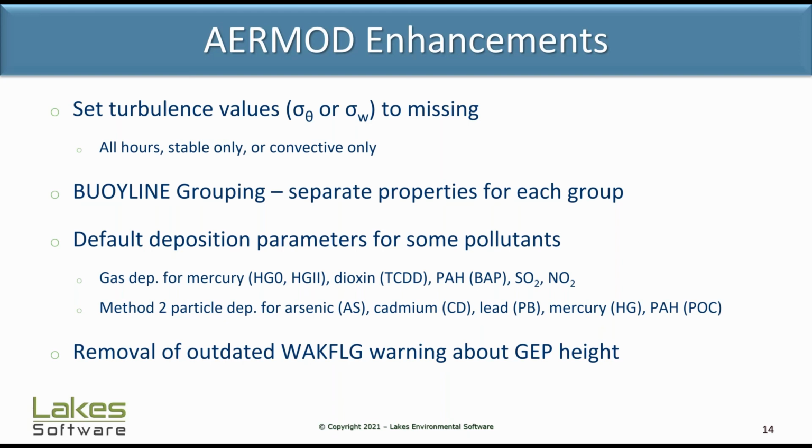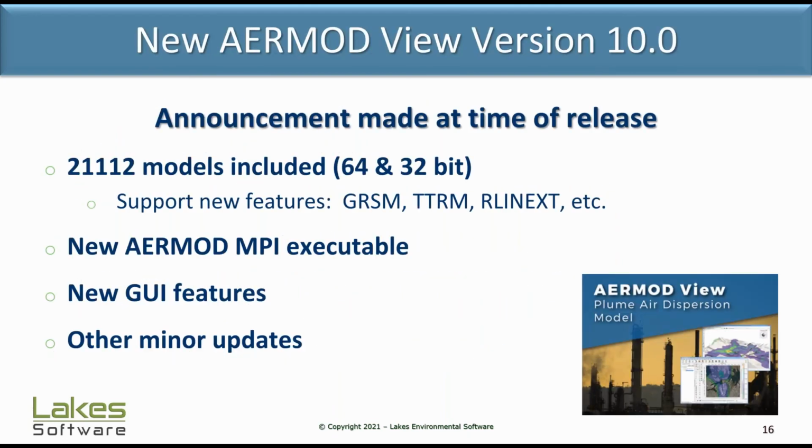So that's a quick overview of the changes that have been applied to the AERMOD modeling system in this go-round. And we are in the process of incorporating these updates into our AERMOD View software package, which will be released as version 10.0. We anticipate making that release in the coming weeks. This will include support for the 21.112 models and support all the new features, including GRSM, TTRM, RLine XT, and all the other options that I've specified here today. A new parallelized AERMOD MPI executable will also be available in that release. We have currently finished coding that, and I'm going through the tests at this time.